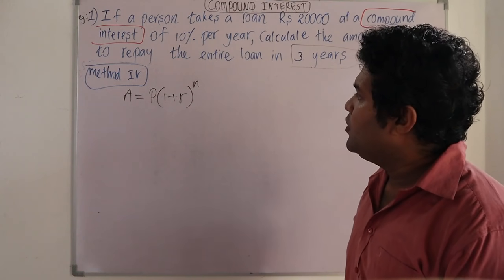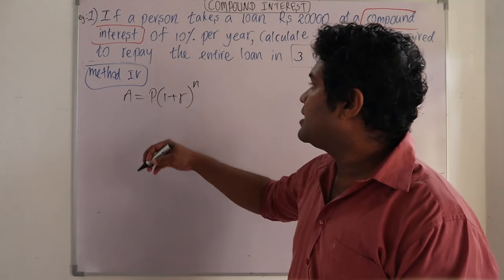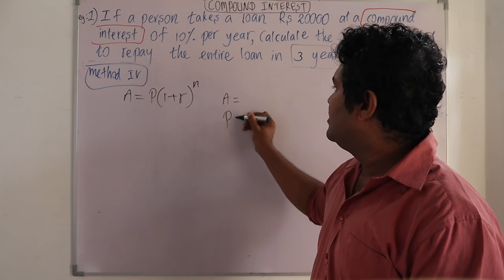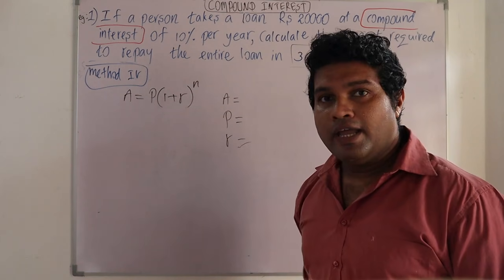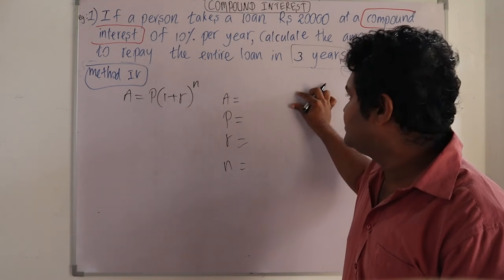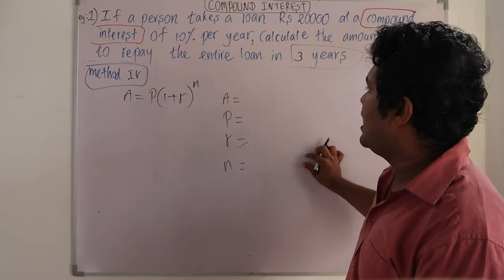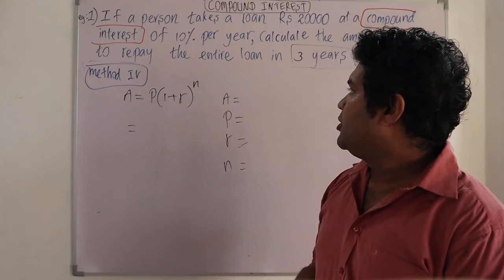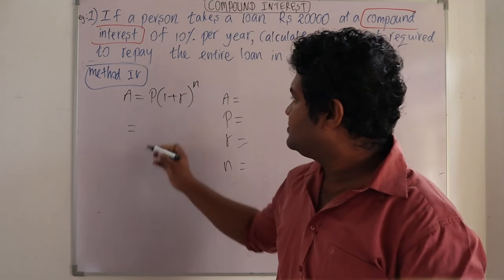Okay, but however, before you go to substitute terms in the formula, you must know what the terms are. What do you mean by A? A is the amount, P principal, 1 is 1, R rate of interest, N number of years. By A amount, P principal, R rate of interest, and N number of years. I don't write the terms because you can remember the terms. I am going to substitute instead of P. What is P? P is the principal 20,000.